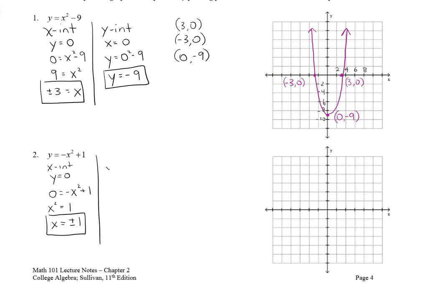And then to find the y-intercept, I'm going to plug in x equals 0. I'm going to get y is equal to 0 plus 1. In other words, y is 1. So those are the points (1, 0), (negative 1, 0), and (0, 1).